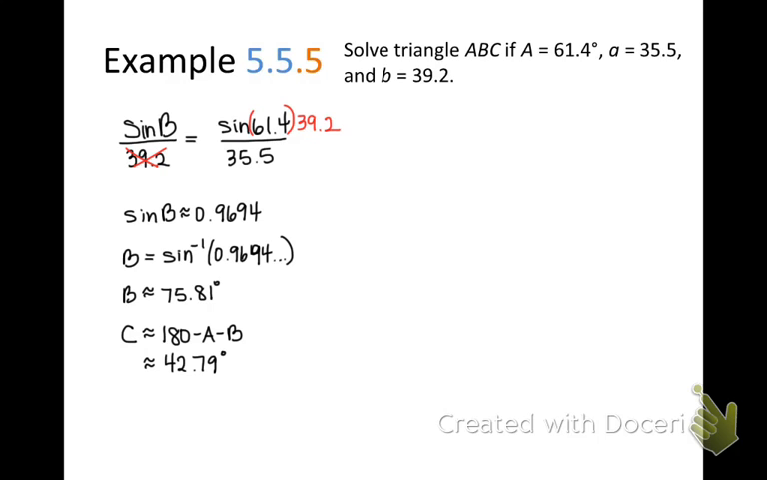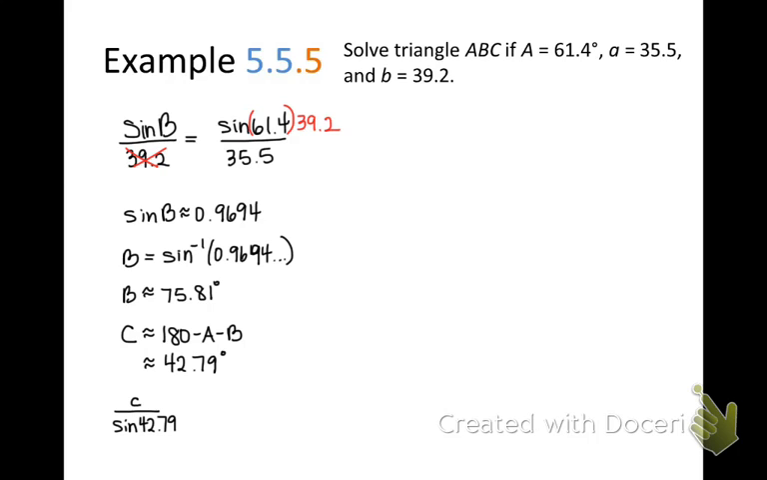What do I have left to find? Side C. How am I going to find side C? What formula? Law of sines. Yep. So we're going to use the law of sines again. I'm trying to find little side c, right? So little c over the sine of, I don't really have a choice. I'm going to have to use a rounded value here when I'm writing it down, but you could technically keep a string going on your calculator, right?